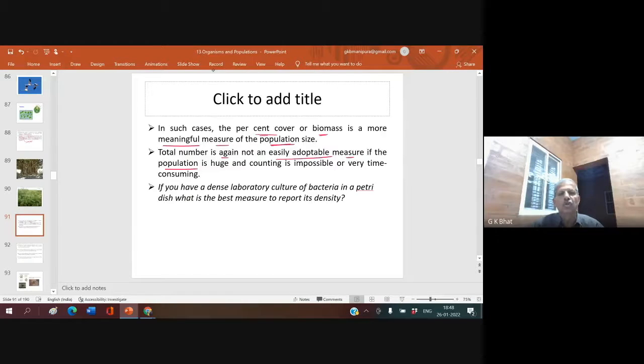If the population is huge and counting is impossible, as I told you, Rafa, as I told Aisha, can you tell me whether the population of the fish has increased or not? Let me tell you, Rafa. Aisha, I have given you a task. You have a pond and you are going there. For the next 2-3 years, you have to report whether the population of this fish increased or decreased. What do you have to do?